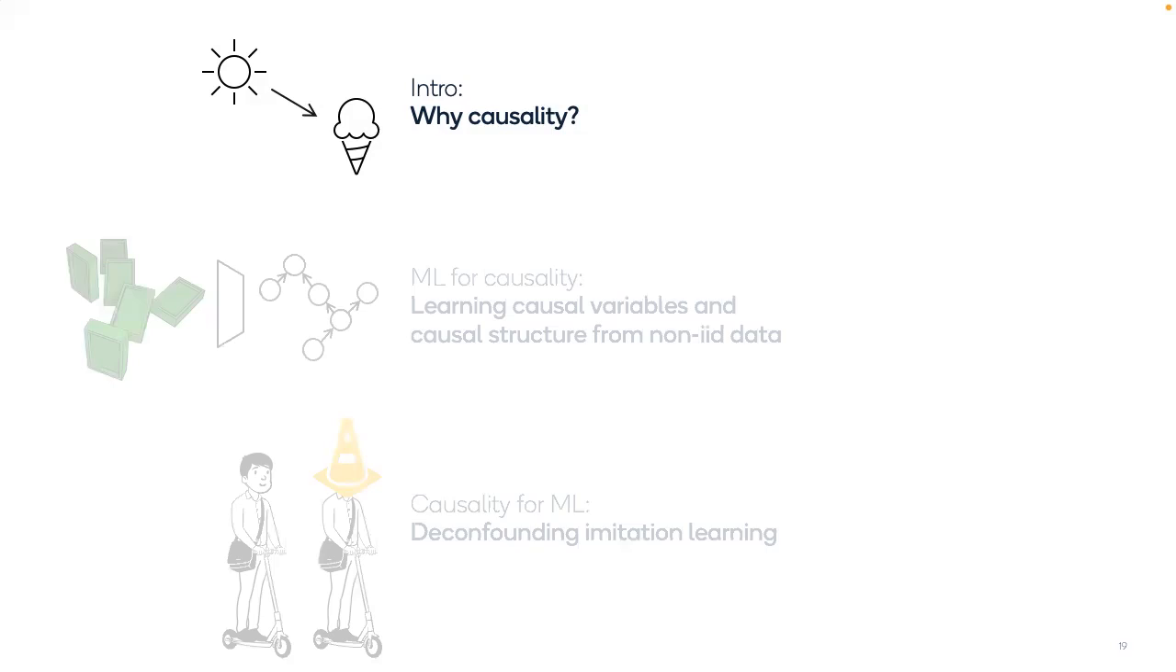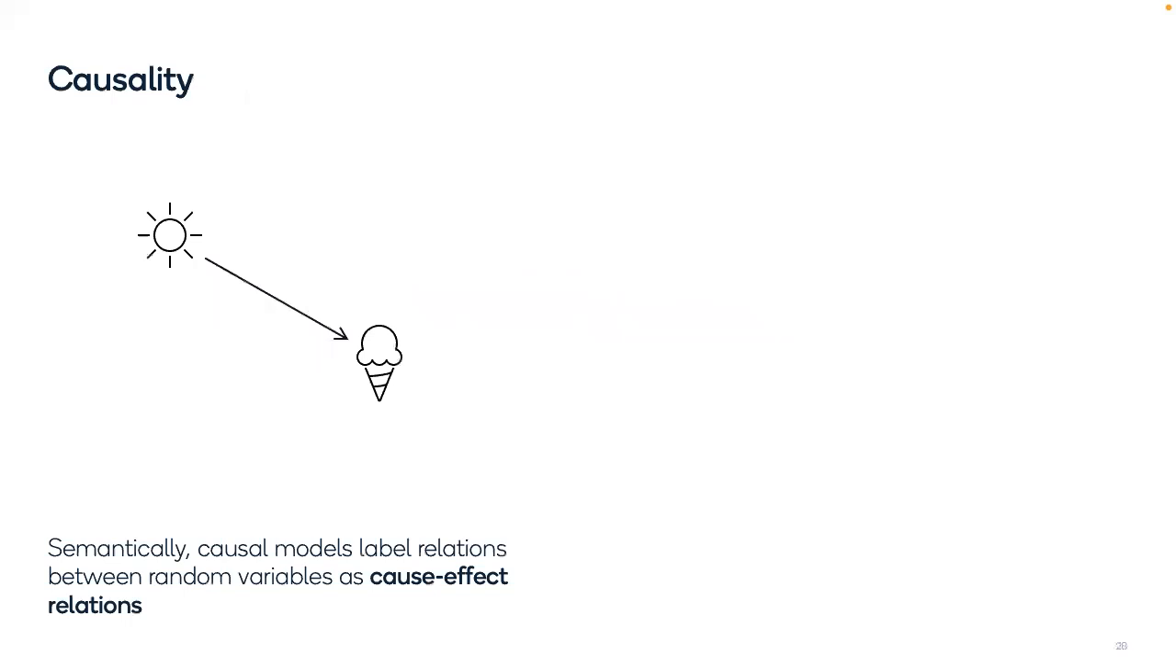Now, why causality? What is causality? I think it makes sense to describe causality in 2 different ways. On a semantic level, on a descriptive level, causal models describe relations between variables. But in addition to just describing the probability distribution between variables, they also add a descriptive layer that says that some variables are the cause of other variables. So there's an additional description of relations between variables as that of cause and effect.